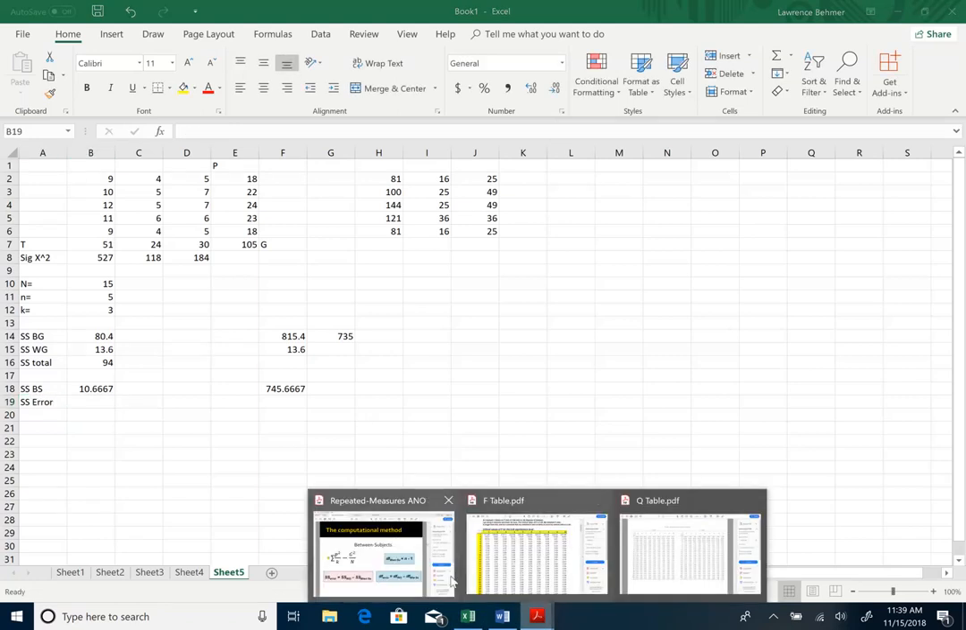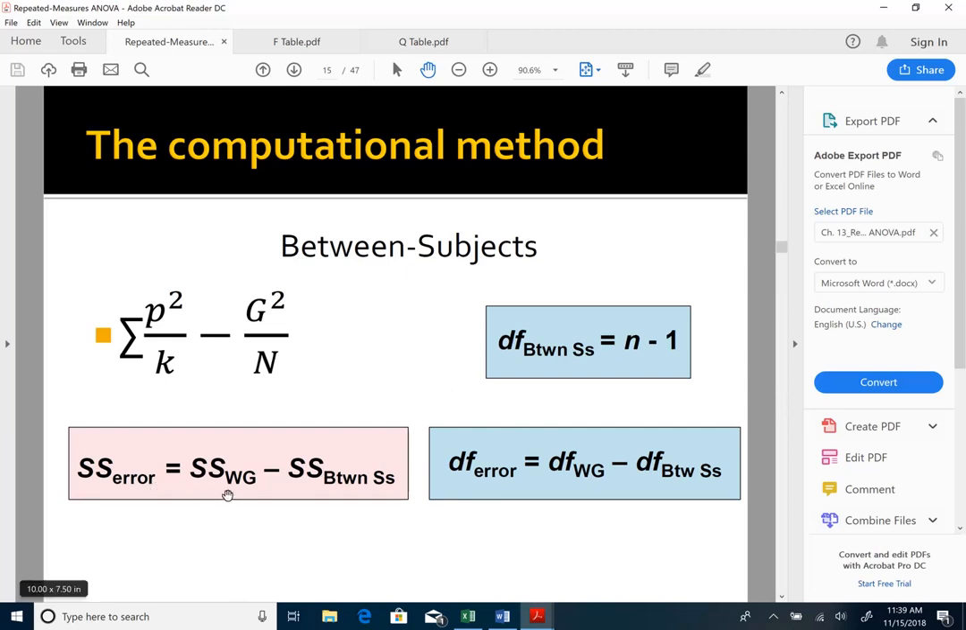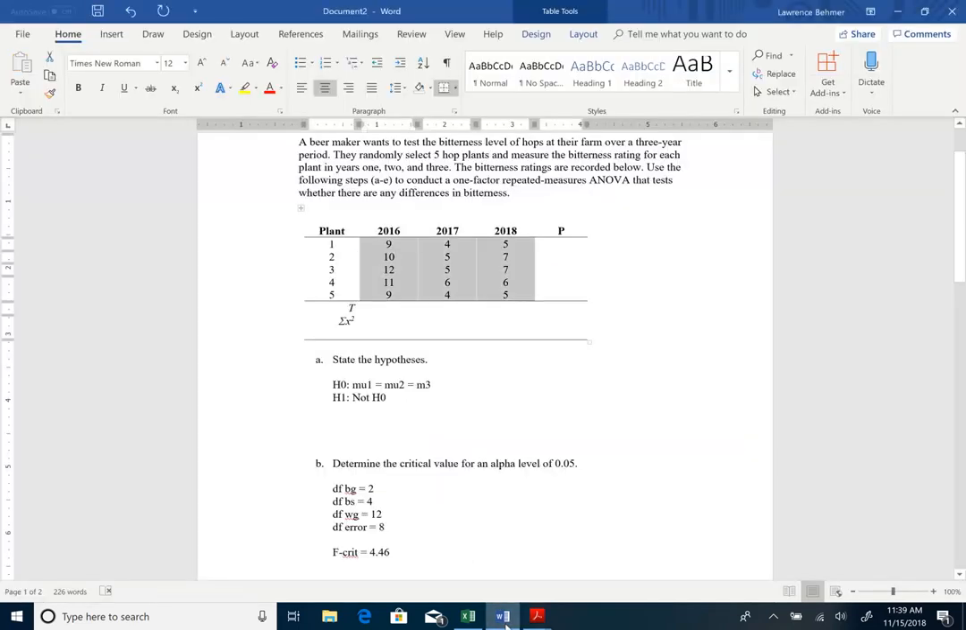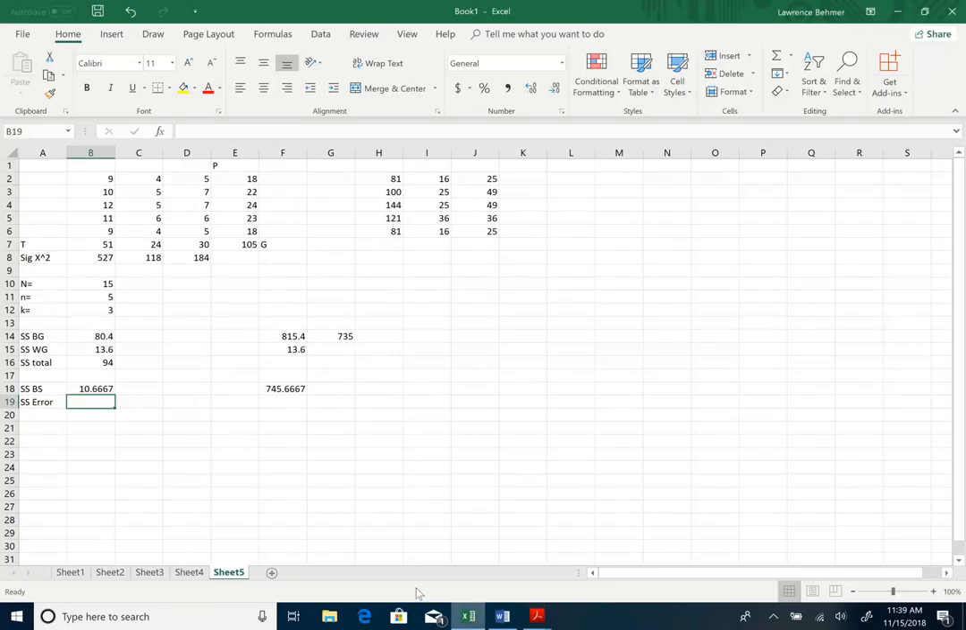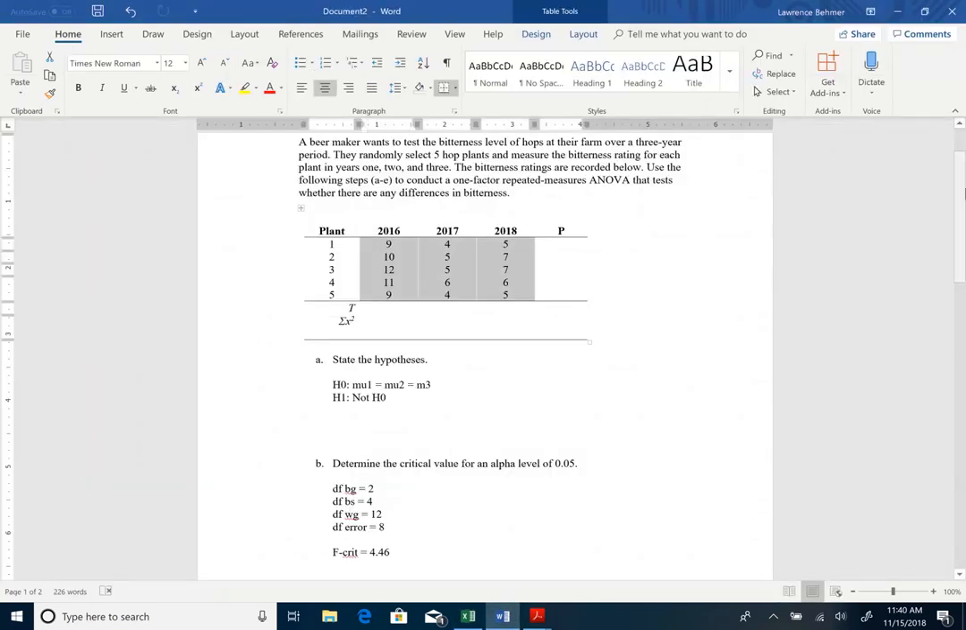Let's go back to our slides. How do we figure this out? Sum of squares error is the sum of squares within groups minus the sum of squares between subjects. That's going to give you your error term. So 13.6 minus 10.6667, and there we have it, 2.933. All right, now we can start filling out our table because we're just about done.